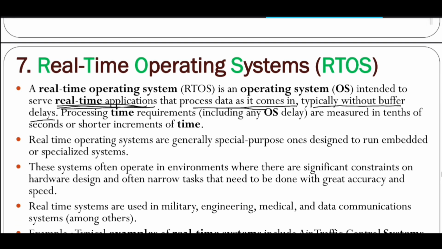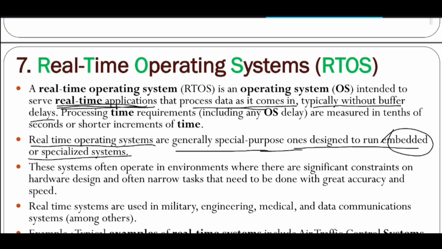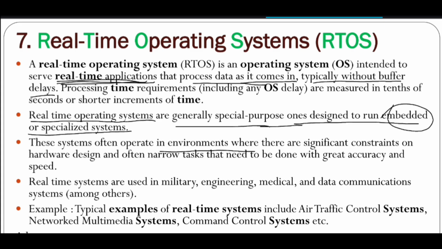Real-time operating systems are generally special-purpose ones designed to run embedded or specialized systems. What is an embedded system? Embedded means packed. Multiple systems packed inside a system is called an embedded system. These systems often operate in environments where there are significant constraints on hardware design, and often narrow tasks need to be done with great accuracy and speed.